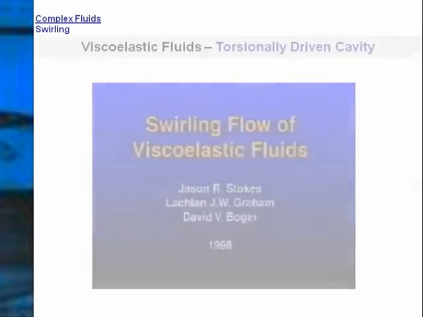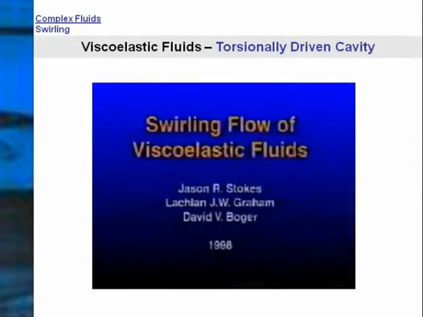In the Melbourne experiments, a torsional-driven cavity is used to generate a swirling flow in a well-defined geometry. The test fluid is situated within a fully enclosed cylinder where the top lid and side walls are stationary. A laser sheet is used to visualize the secondary flow patterns by inserting fluorescent dye into the flow cell through the top lid.